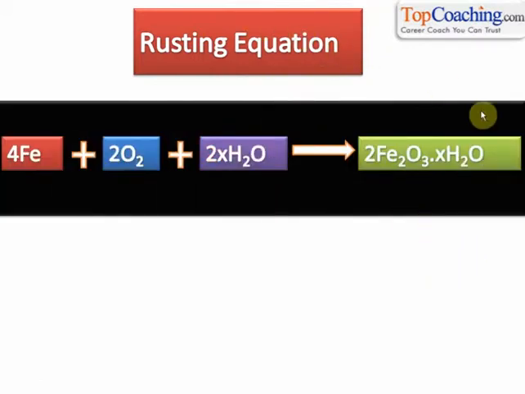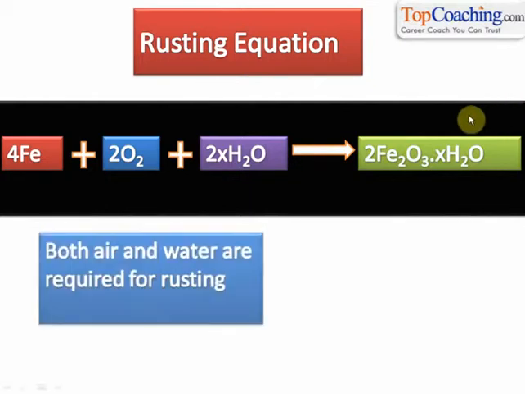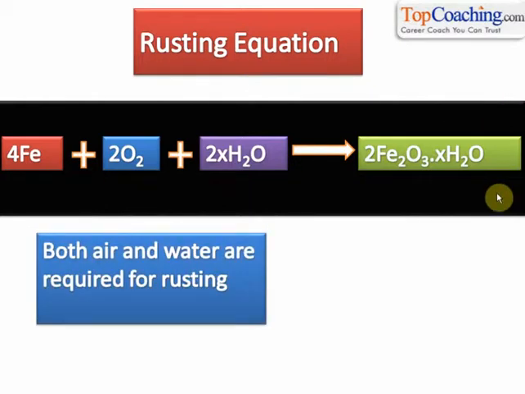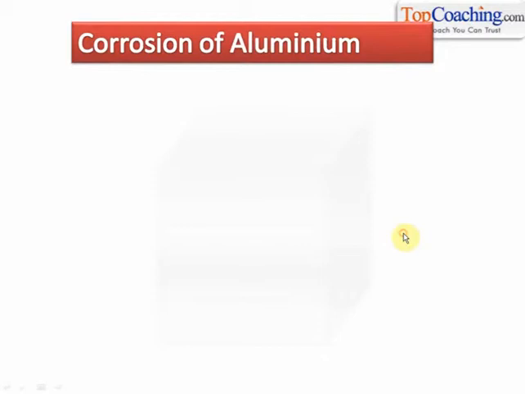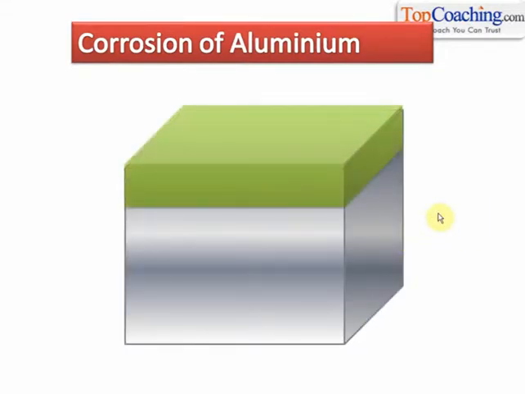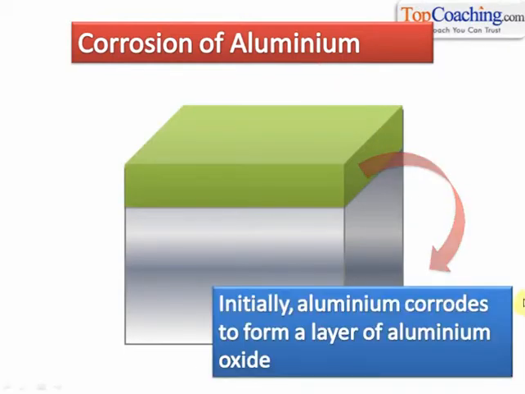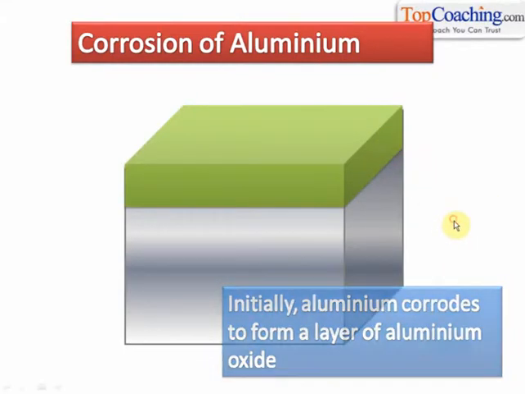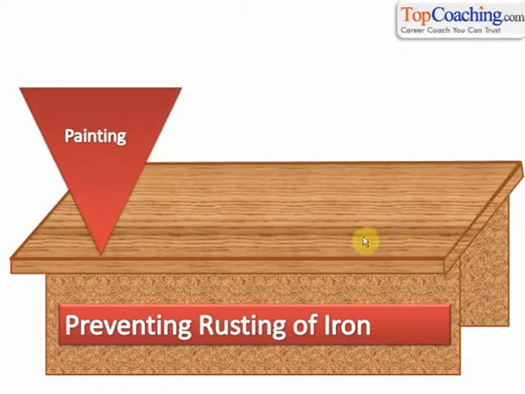We had learned that iron combines with oxygen and water from the atmosphere to form rust. We had learned that both air and water are required for rusting. We had learned that aluminium does not really rust or get corroded because of a protective layer of aluminium oxide that forms on it, isn't it? So we had learnt about all these things in this chapter.